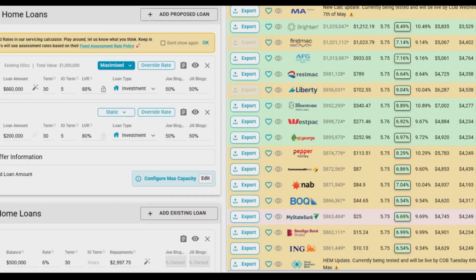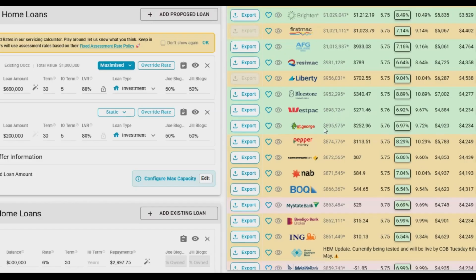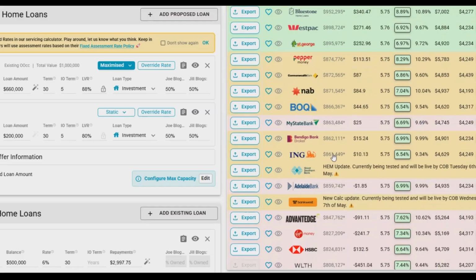So when we put those two figures in, we can see that CBA will give you a borrowing capacity of $872,000. It still passes by $87 a month. Westpac passes by $271. They'll let you borrow almost $900,000. And if you go down, ING, their borrowing capacity is a bit tighter, $861, but it still passes by $10. And these are the estimated interest rates you'll get for an interest-only investment loan with these lenders.